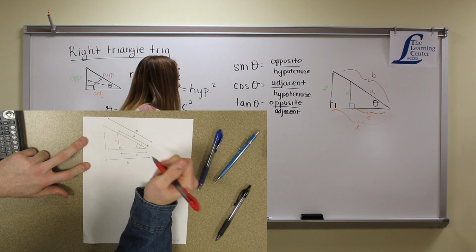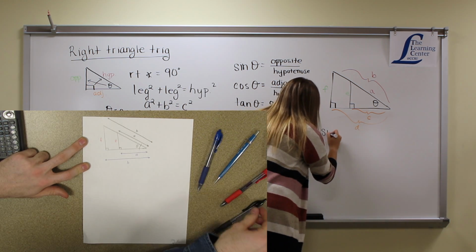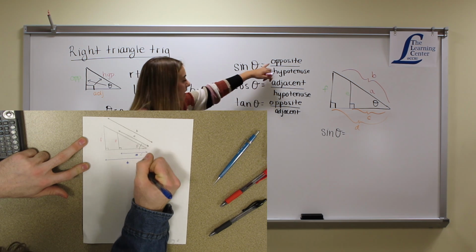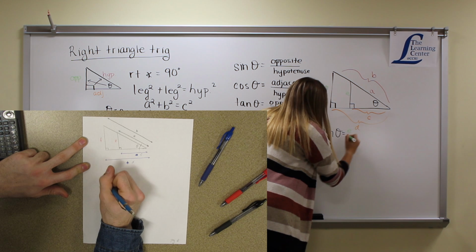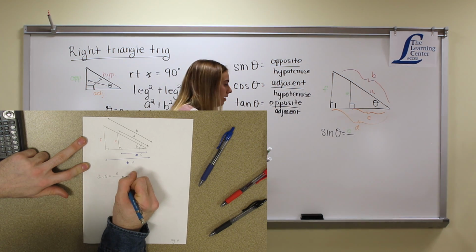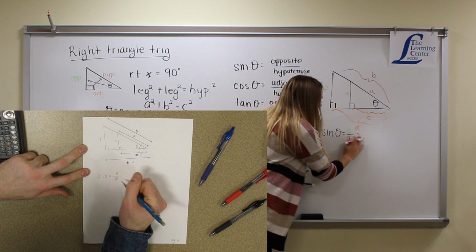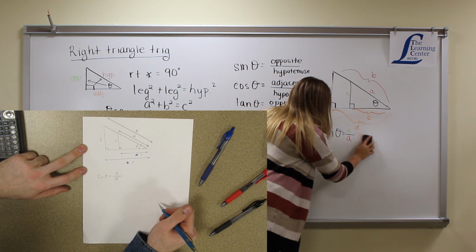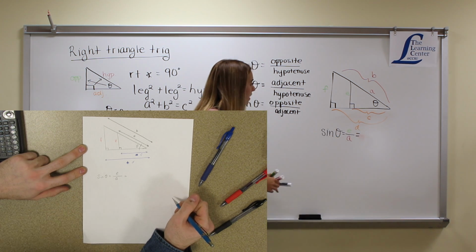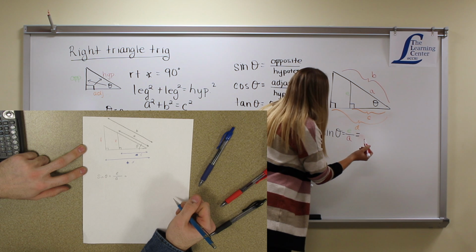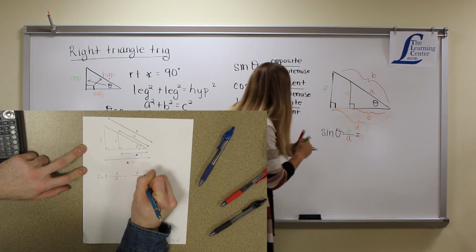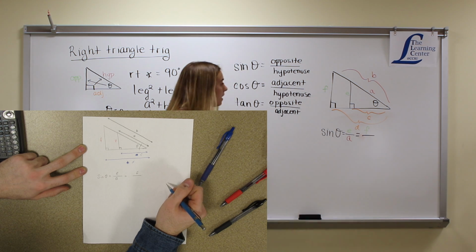So where the sine ratio comes from is that the opposite of the smaller triangle is E, the hypotenuse of the smaller triangle is A. And this ratio will be equal to the opposite of the larger right triangle, which is F, over the hypotenuse of the larger right triangle, B.